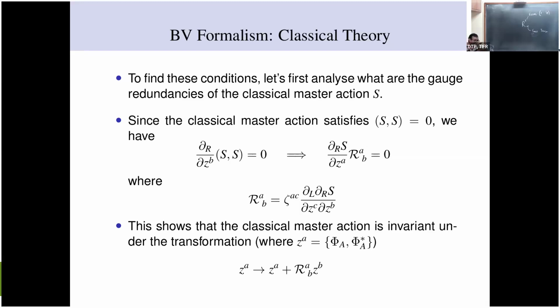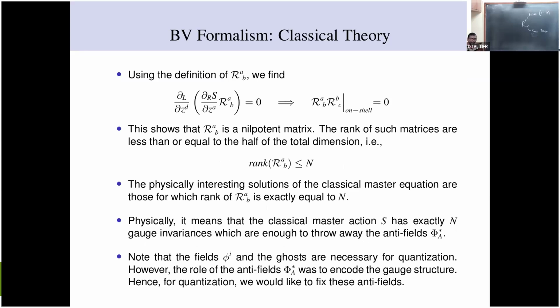So you take that and you get this, and R^A_B is just defined by this one. I'm saying that for this R^A_B we have this Noether identity. So if you make this transformation, it's like a redundancy. Your classical master action will remain valid because it satisfies this Noether identity, for solutions to the master equation.